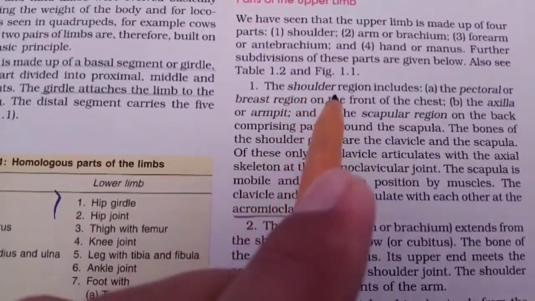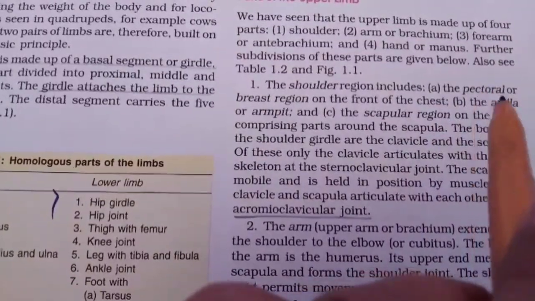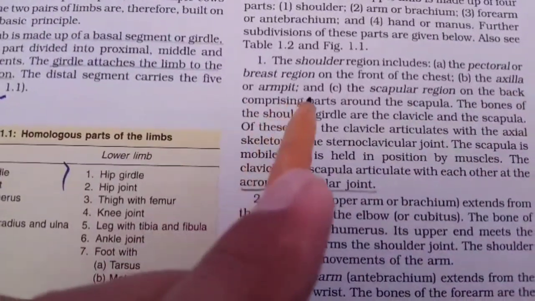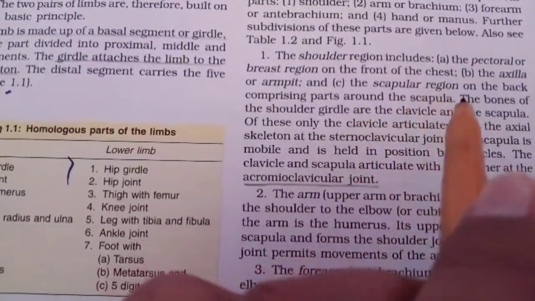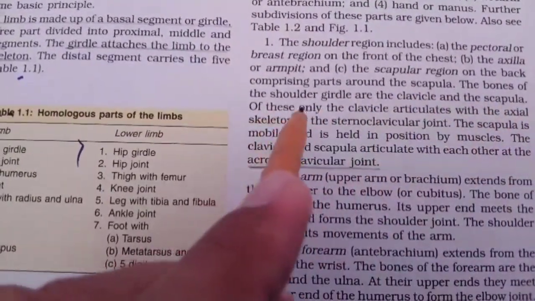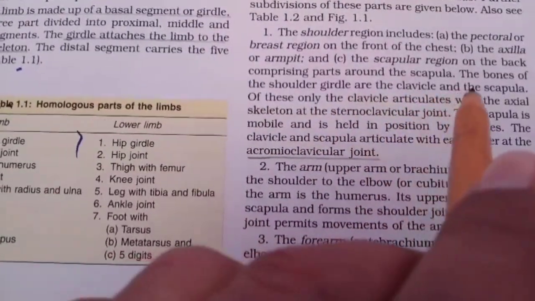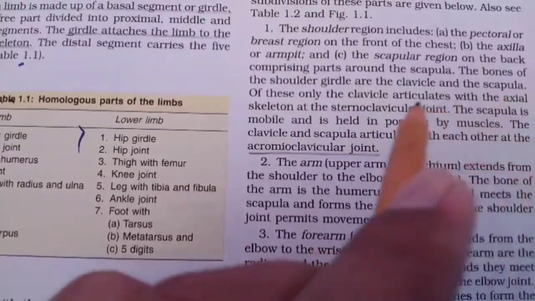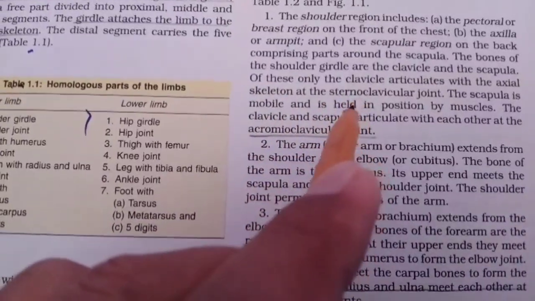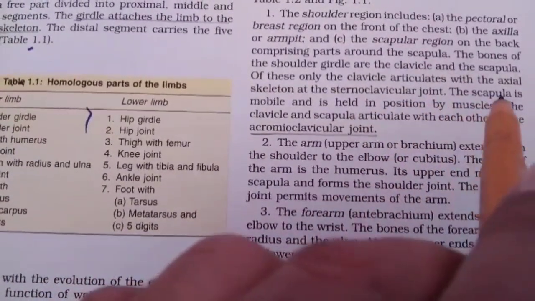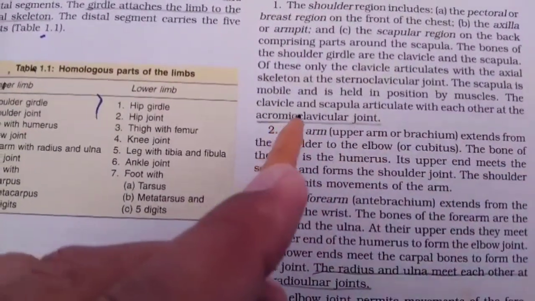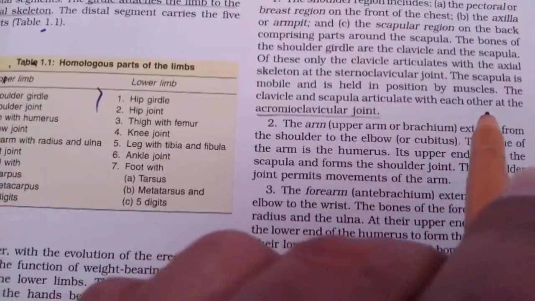नंबर 1 है the shoulder region. It includes the pectoral or breast region on the front of the chest, the axilla or armpit, and the scapular region on the back comprising the parts around the scapula. The bones of the shoulder girdle are the clavicle and the scapula. Of these, only the clavicle articulates with the axial skeleton at the sternoclavicular joint. The scapula is mobile and is held in position by muscles. The clavicle and scapula articulate with each other at the acromioclavicular joint.